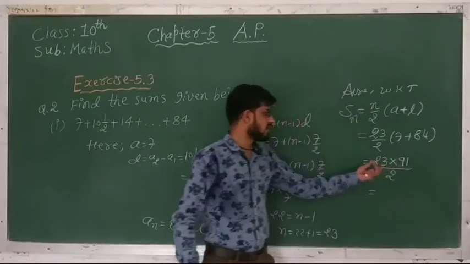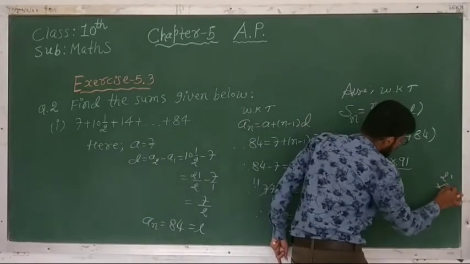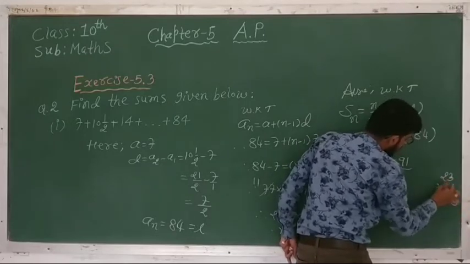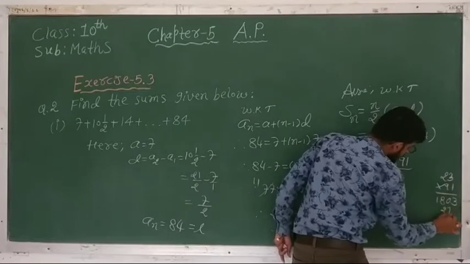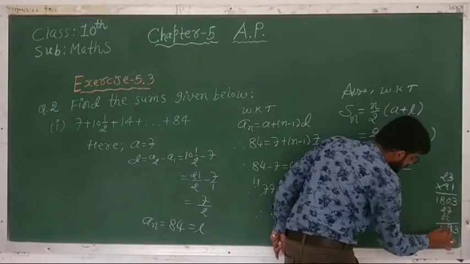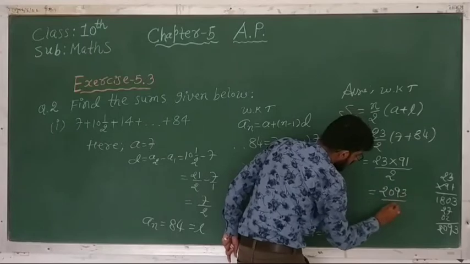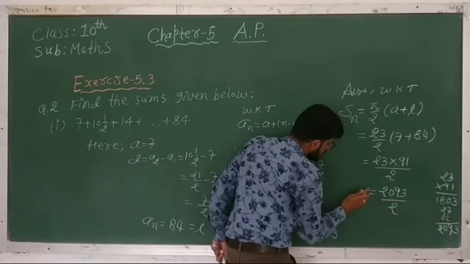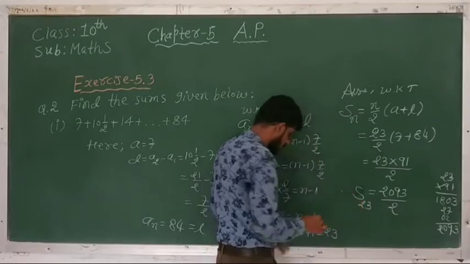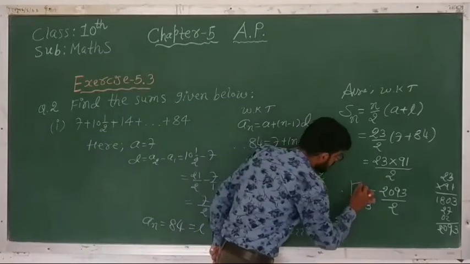Now we have to multiply 23 into 91. 3 ones are 3, 9 twos are 18, 9 threes are 27, 2 ones are 2. So it gives 2093. So 2093 divided by 2. So the sum is S23, because the number of terms is 23.